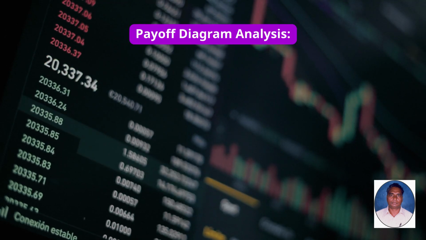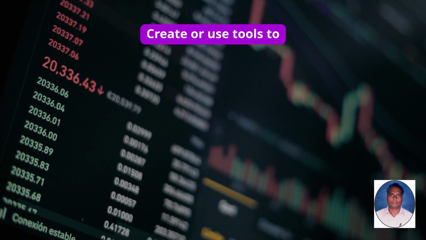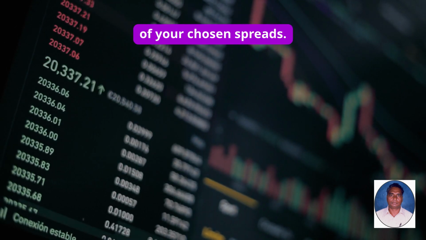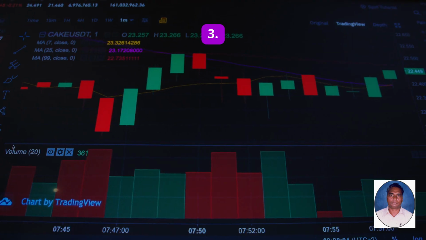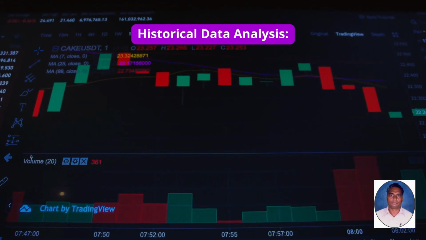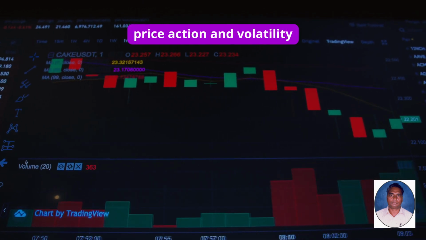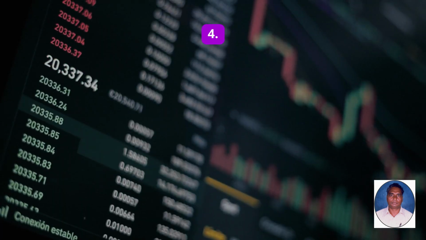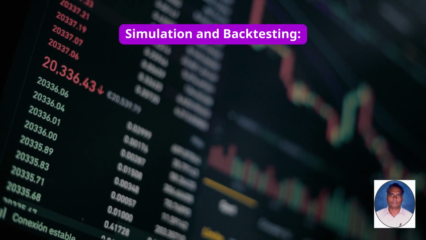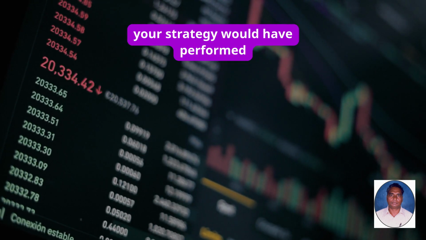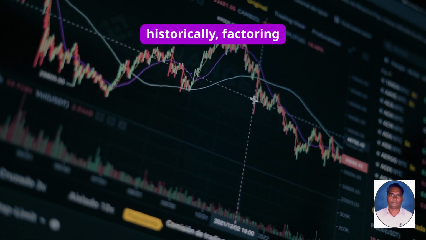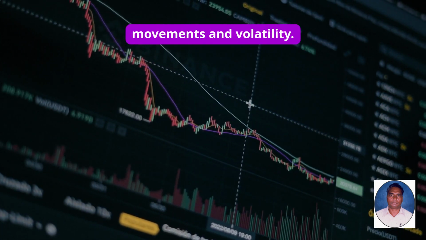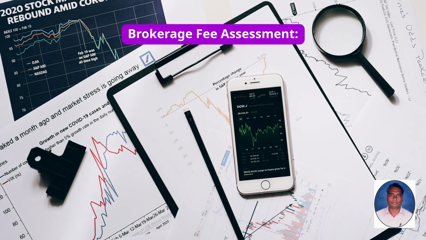2. Payoff diagram analysis. Create or use tools to visualize the potential profit and loss profiles of your chosen spreads. 3. Historical data analysis. Study the historical price action and volatility of both underlying assets. 4. Simulation and backtesting. If possible, simulate how your strategy would have performed historically, factoring in realistic daily price movements and volatility.